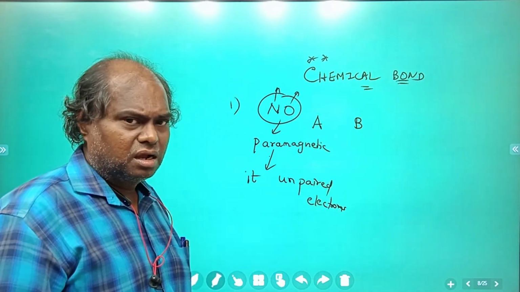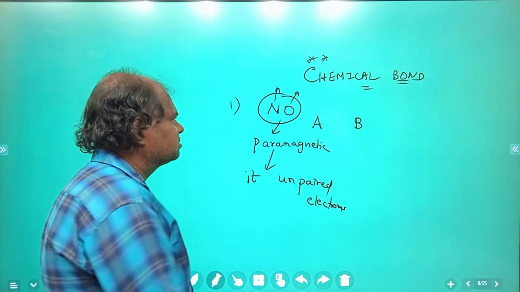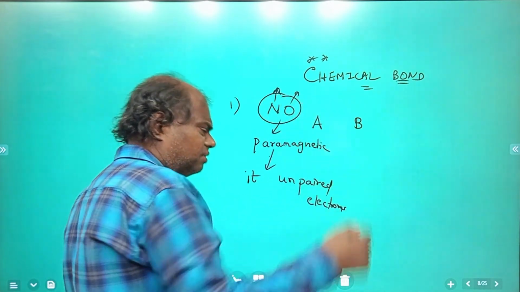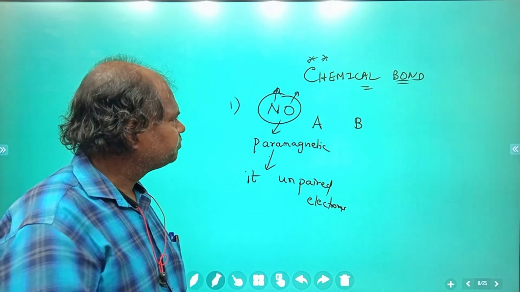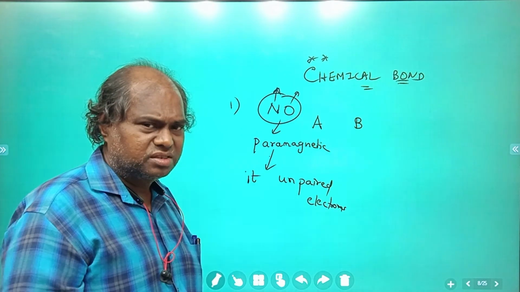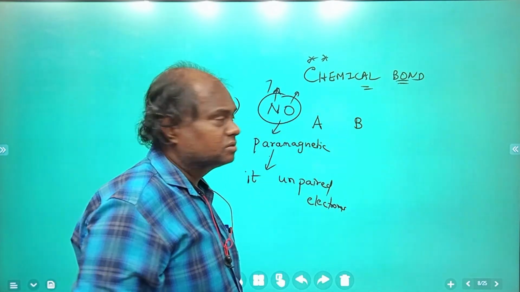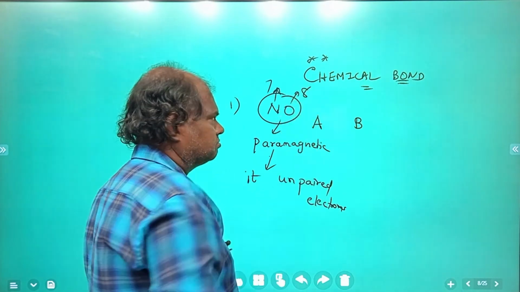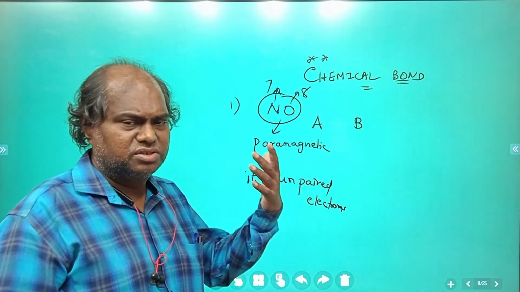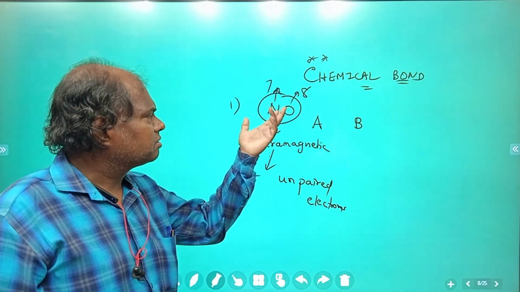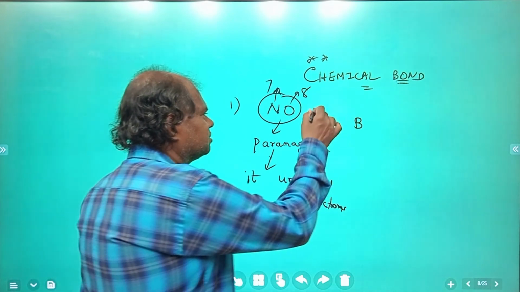Let us check the valence electrons. Nitrogen has how many? Or students, you can even take the total electrons, nothing wrong. We'll take the total, which is easy. Nitrogen has got 7 and oxygen has got 8. Total electrons means atomic number. So adding the two, 8 plus 7 comes out to be 15.